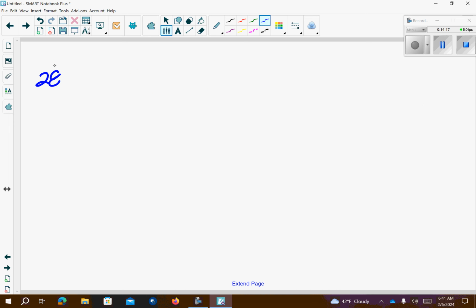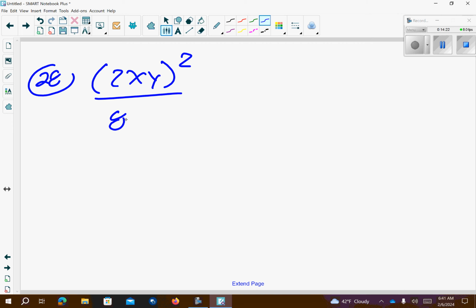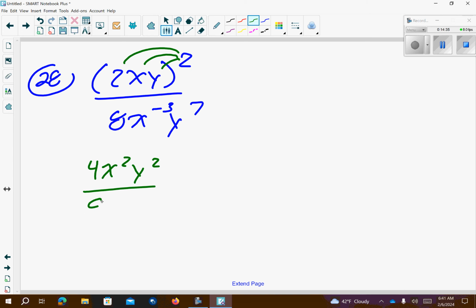Number 28, we have 2xy to the second over 8 x to the negative 3, y to the 7th. So let's distribute this in here, here, and here. So I get 2 squared, which is 4, x squared, y squared, over 8. This is going to move up, so now we have another x to the third up on top. Y to the 7th is going to stay down there. Let's clean this up. 4 goes into itself once, 4 goes into 8 twice. Let's combine the x's, so that's going to give me x to the 5th. Tug of war with the y's. Bottom wins by 5.